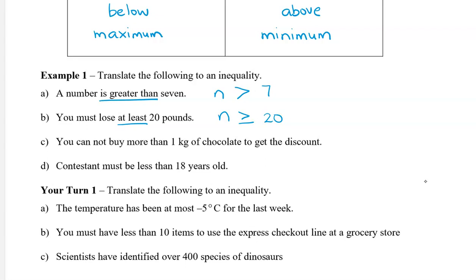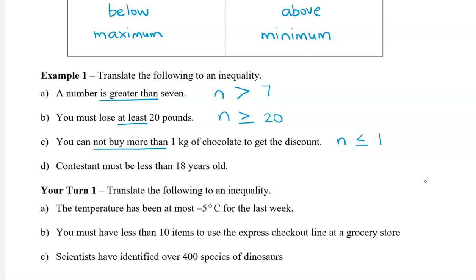For C, you cannot buy more than 1 kilogram of chocolate to get the discount. So that means that if you buy more than 1 kilogram, you're not going to get the discount. So you cannot buy no more than. So n, this time, is going to be less than or equal to 1. If you buy more than 1, then you're not going to get the discount. So you can buy 1 or less.